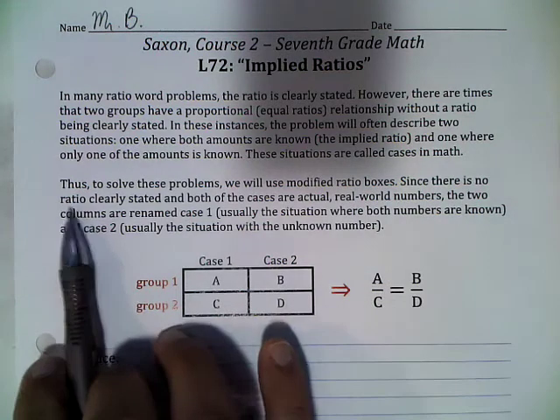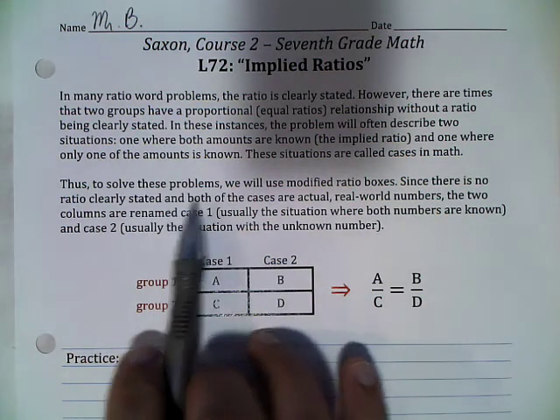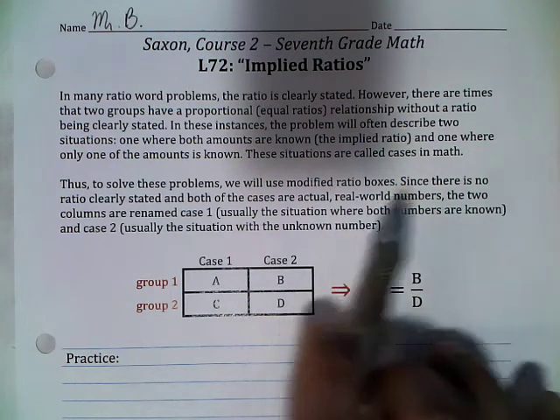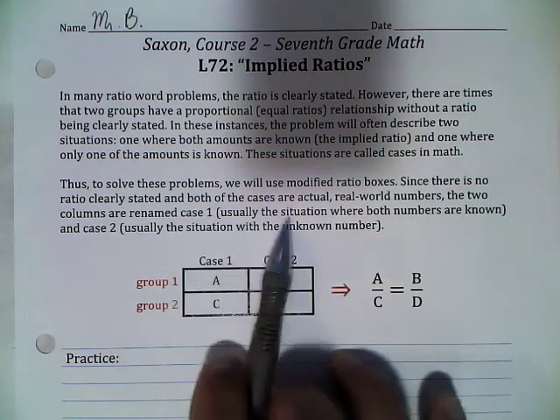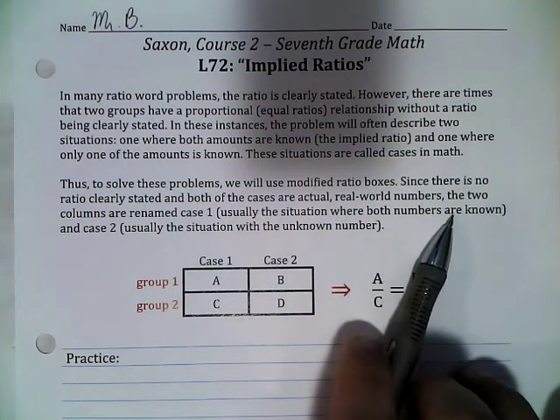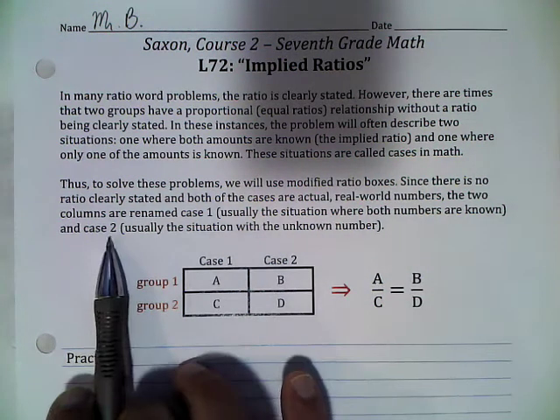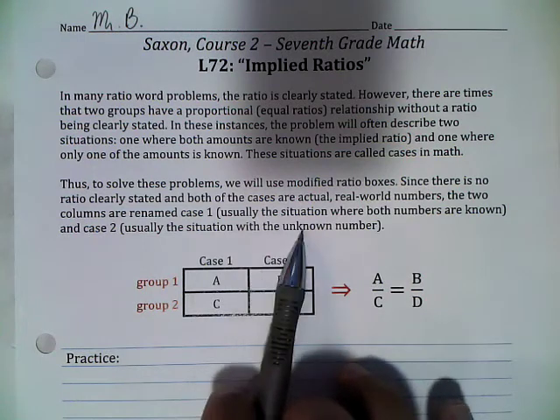Since there is no ratio clearly stated, and both of the cases are actual real-world numbers, the two columns are renamed case 1, usually the situation where both of the numbers are known, and case 2, usually the situation where the unknown number is.